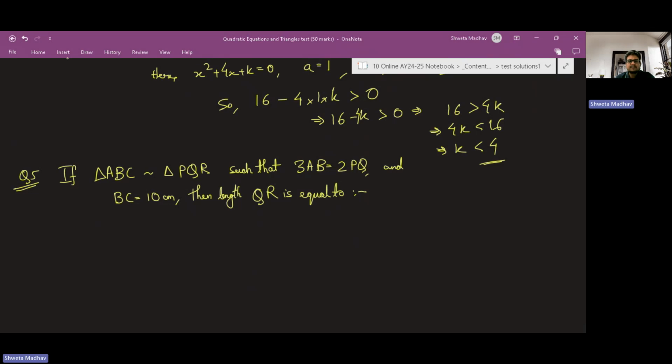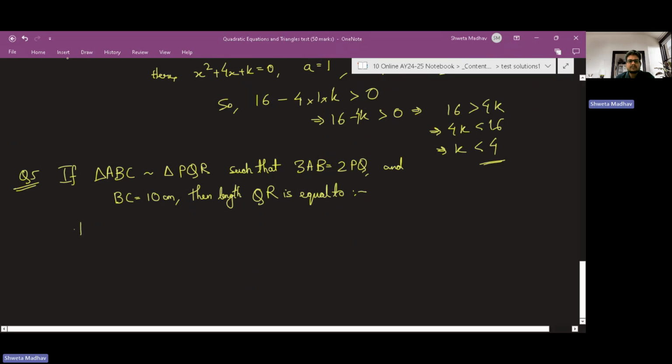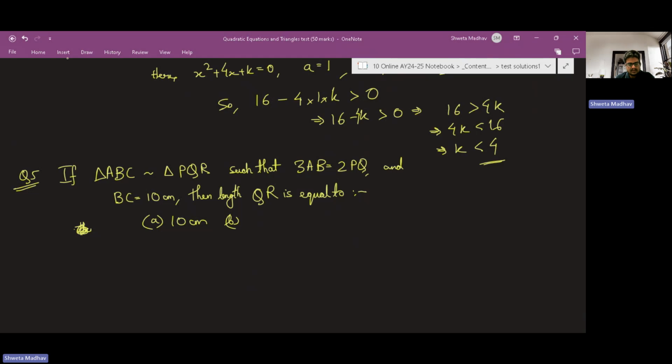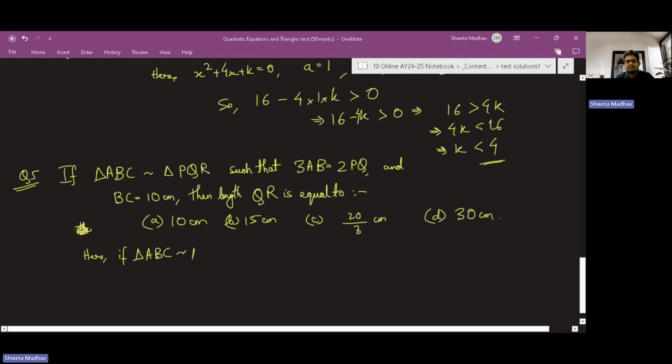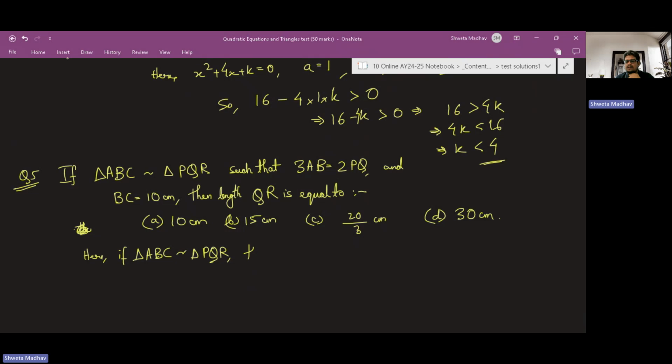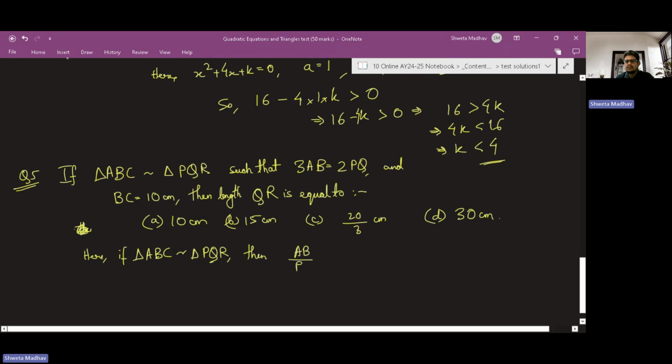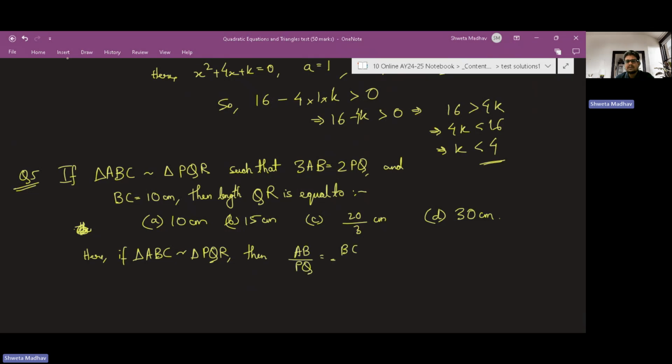So if triangle ABC is similar to triangle PQR, then we can say that... the options are: option A is 10 centimeter, option B is 15 centimeter, option C is 20 by 3 centimeter, and option D is 30 centimeter. So we have to choose the correct option. Here we can say that if triangle ABC is similar to triangle PQR, then AB by PQ is equal to BC by QR, which is equal to AC by PR.